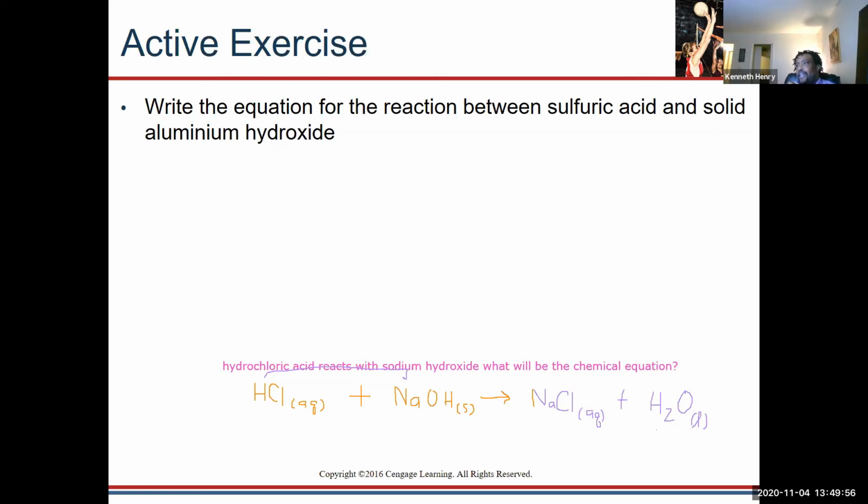Good. Okay, so what are my reactants? So we got sulfuric acid, which is H2SO4. Solid, liquid, gas, or aqueous? Aqueous. Okay. Plus aluminum hydroxide, Al(OH)3.